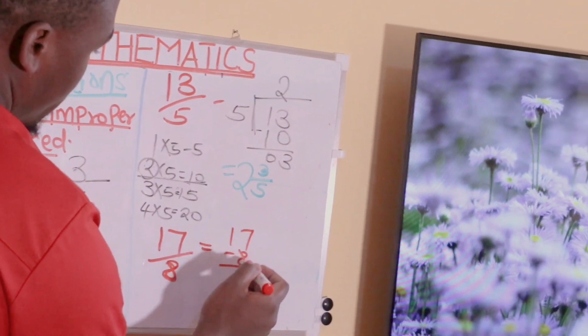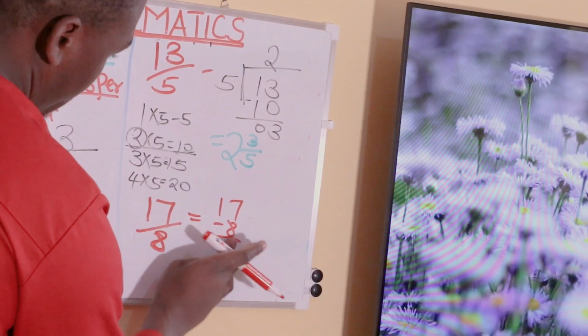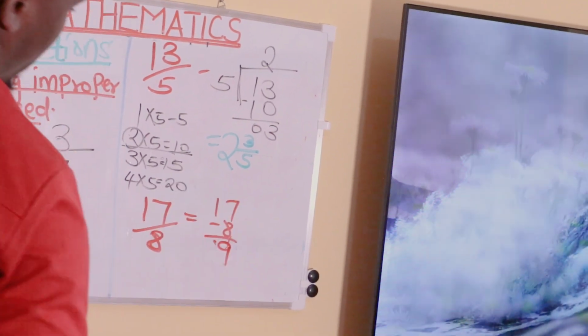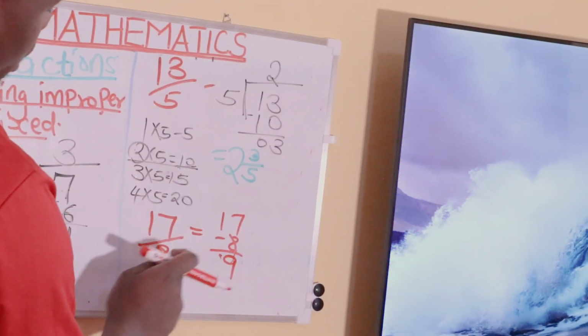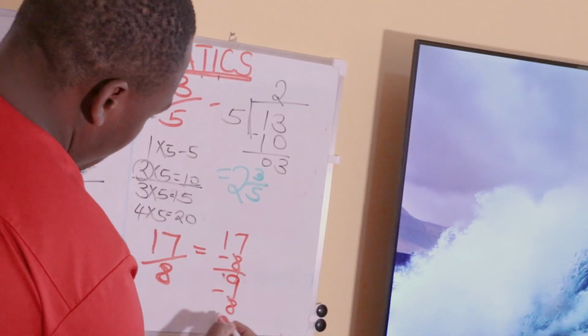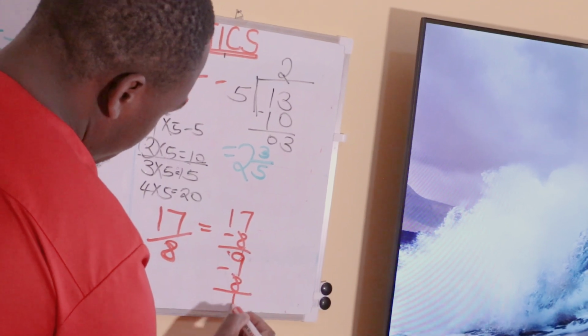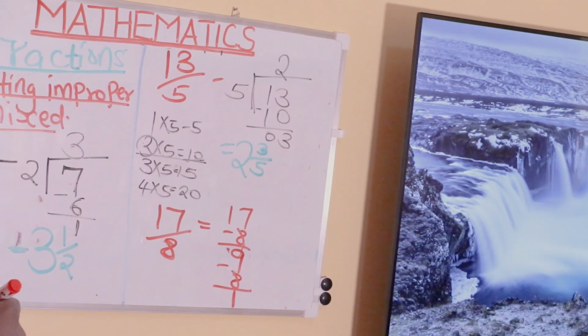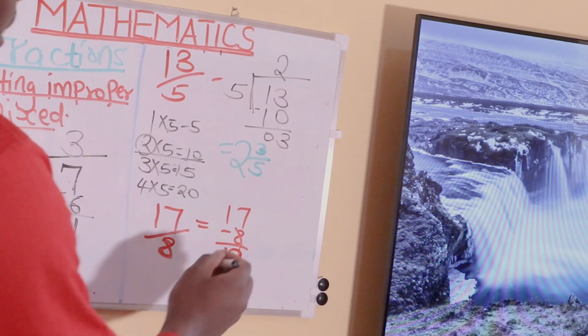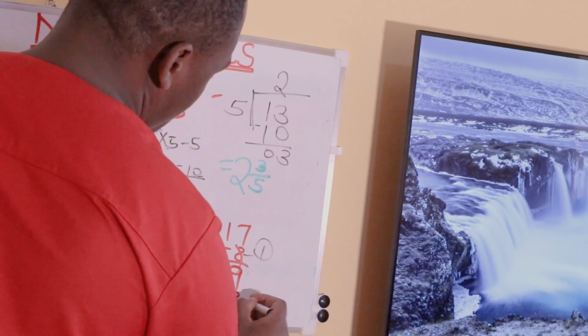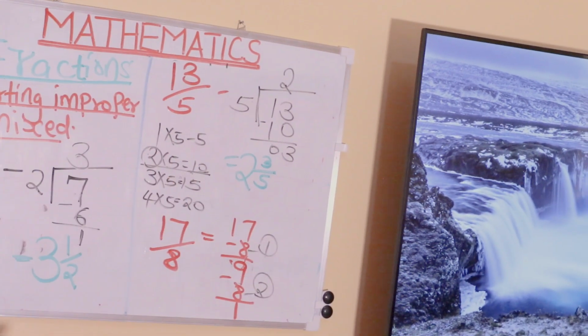17 take away 8 is not 8. 17 take away 8 is 9. Then the number is still more than 8, so you can still continue subtracting. You get 9 take away 8 is 1. So how many subtractions have we done? We have done 1, 2. So we have done 2 subtractions.